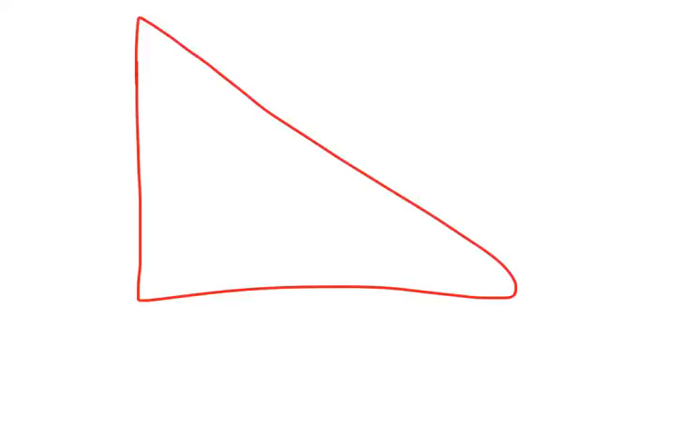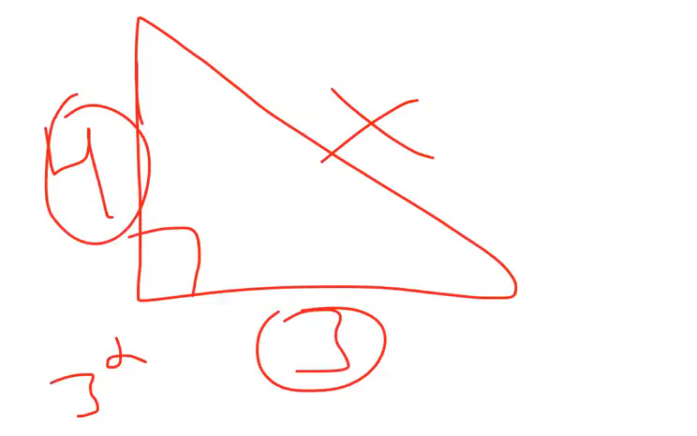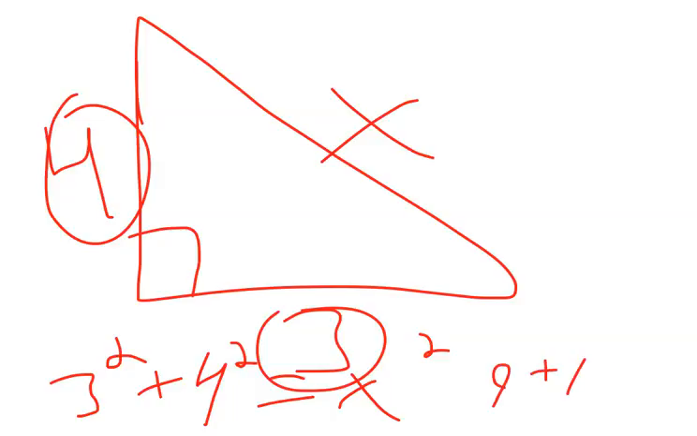Okay, let's do this. 3, 4. What is this? Well, let's find out. 3 squared plus 4 squared is going to equal x squared. 3 squared is 9, plus 16, which is 25, I believe. Take the square root of 25, because you have to take the square root to get to x, and x is 5.